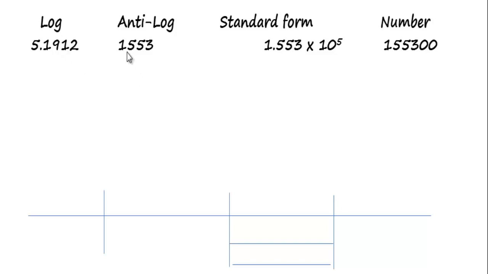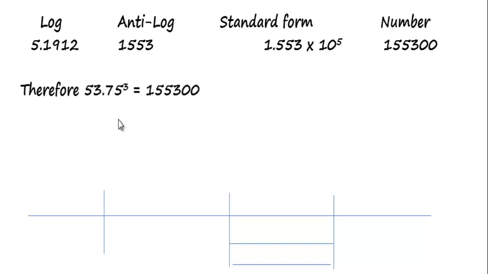So the log that we got just now is 5.1912. For the antilog, you look at 19 under 1, difference 2. This 5 is the character. Starting from the 19 under 1, difference 2, you get 1553. The standard form is 1.553 times 10 raised to power 5. When you multiply it out, you get 155300.